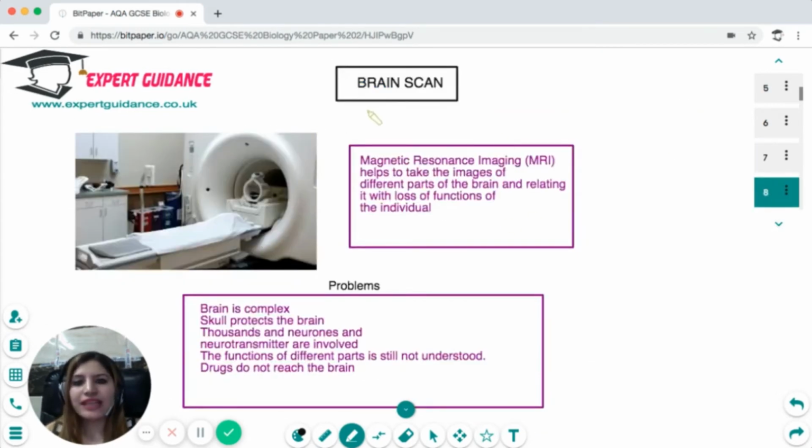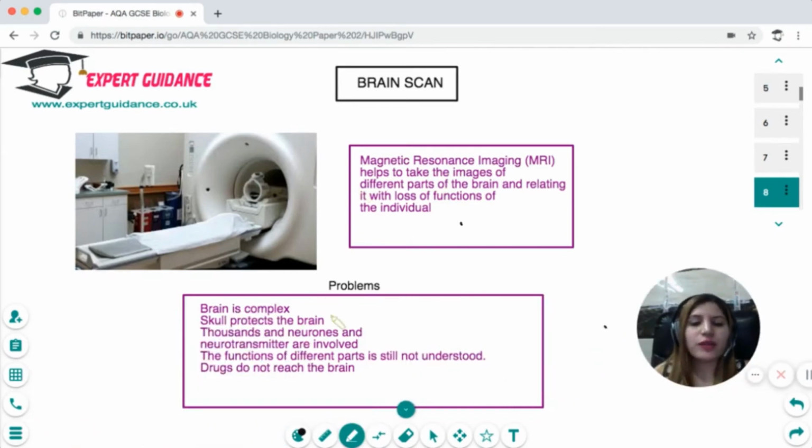Now, the brain scan is where we do the magnetic resonance imaging and take the images of the different parts of the brain, and then we find if there's any clot, if there's any thrombosis, if there's any problem there with the brain, and then we relate this problem with the loss of function of the individual.